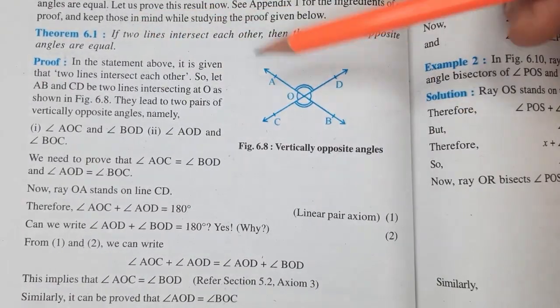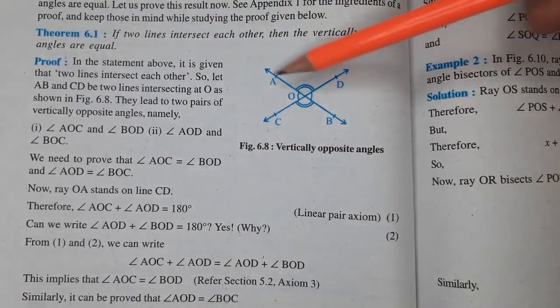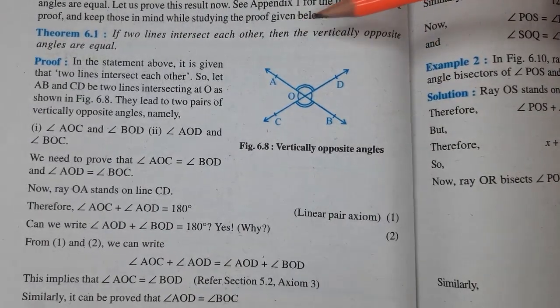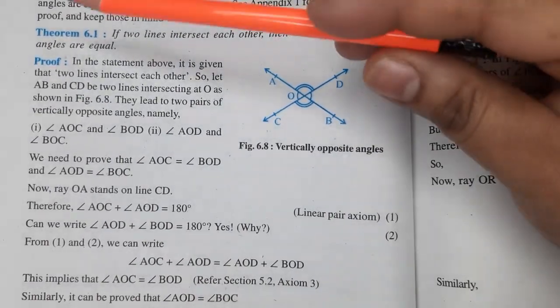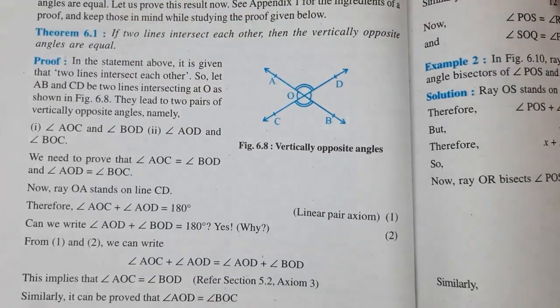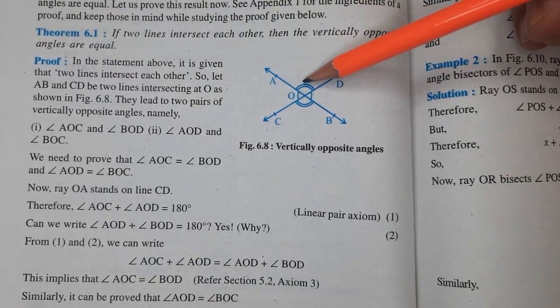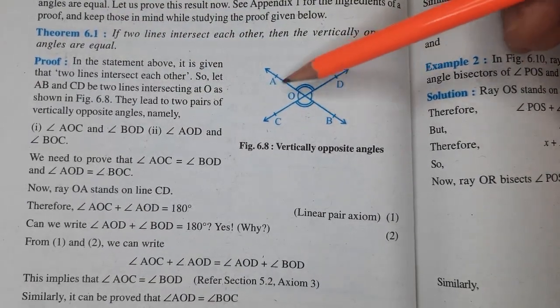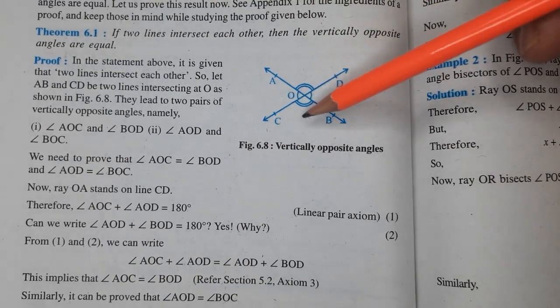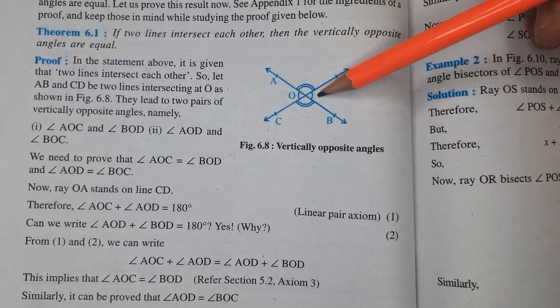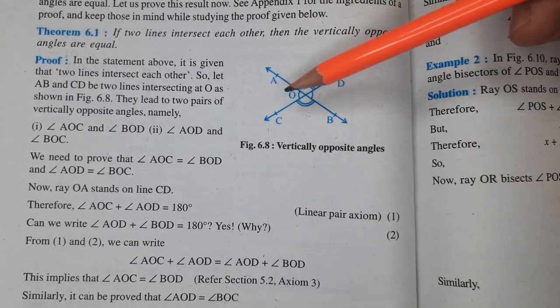If two lines intersect each other, in this way, they are intersecting each other, then the vertically opposite angles are equal. So this is one pair of vertically opposite angles and this is another pair. This is equal to this and this is equal to this. That's what this particular theorem is.